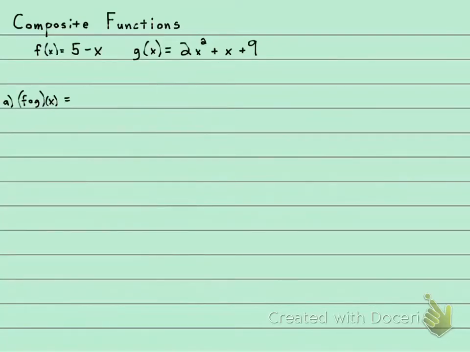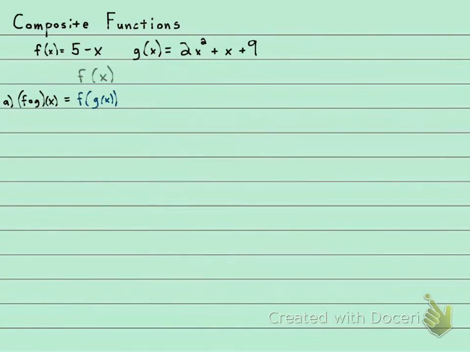Here's a question asking for a composite function, and this one's going to have a little bit of work to do because I have a trinomial over here and a binomial over here. So the first part is the f of g of x. I'm going to rewrite that as f of g of x, so I can see that I'm going to plug the g function into the f function. So let me write the f function above.